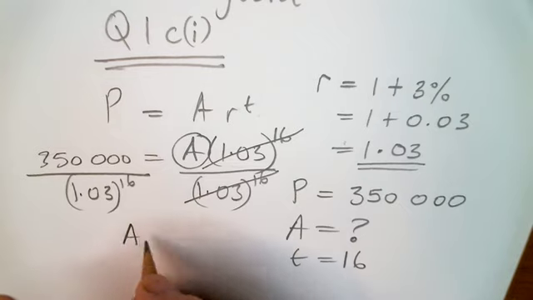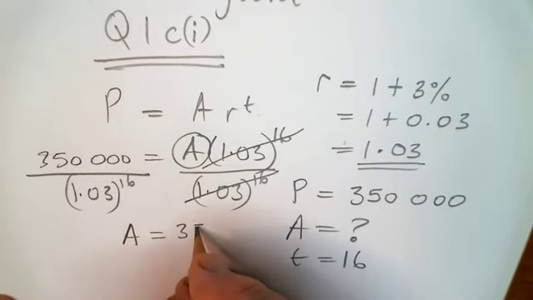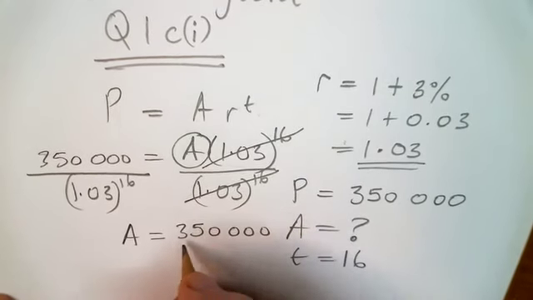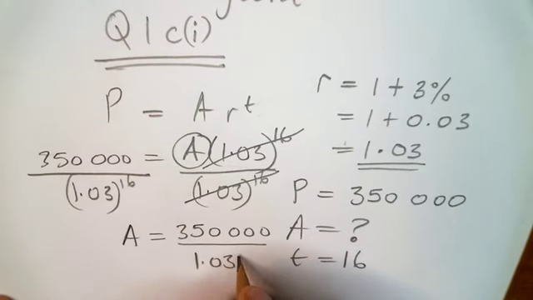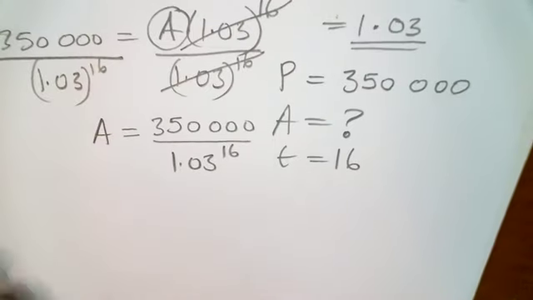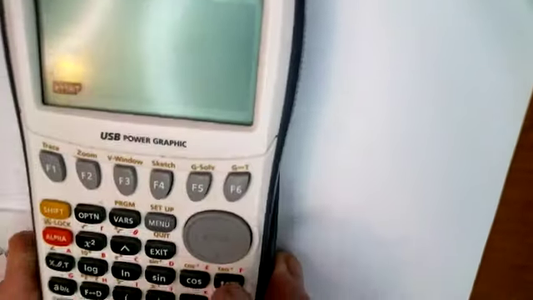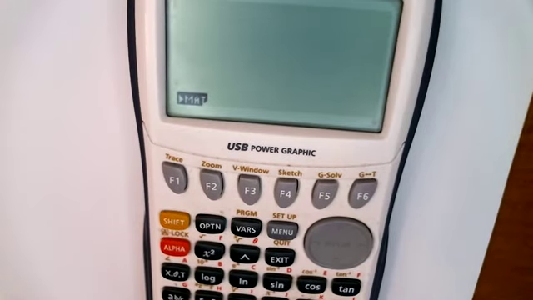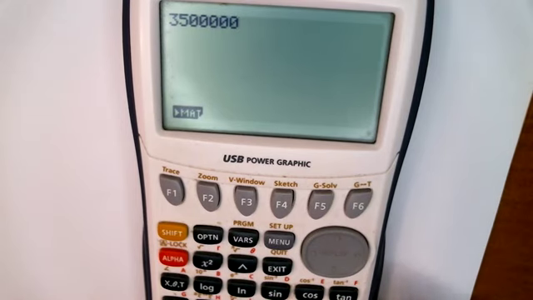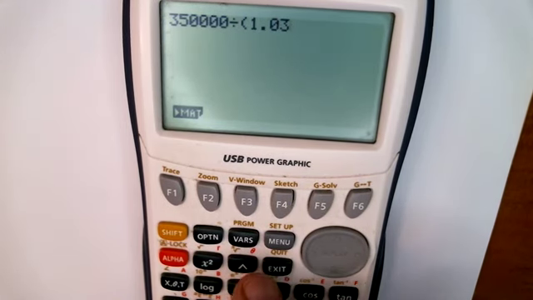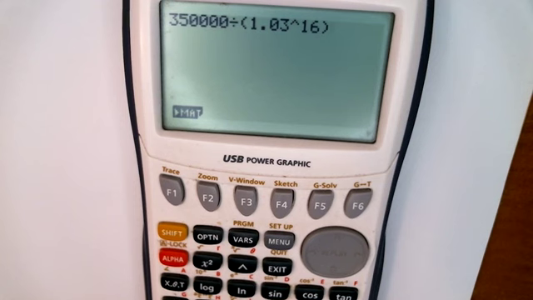I'm going to make A the subject now and go 350,000 divided by 1.03 to the power of 16. I don't need the brackets. All right, so let's have a look at the price, and I can bung that into the calculator. So we've got 350,000, divided by, and I'll put this in brackets now, 1.03 to the power of 16. There we are. And let's see where we end up.